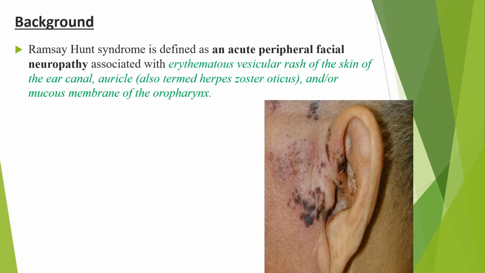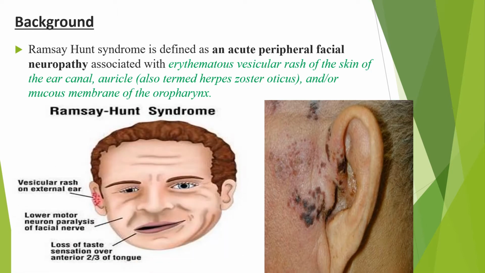Ramsay Hunt Syndrome is defined as an acute peripheral facial neuropathy associated with erythematous vesicular rash of the skin of the ear canal, auricle, and/or mucous membrane of the oropharynx. There is a vesicular rash on the external ear and lower motor neuron paralysis of the facial nerve, and in some cases loss of taste sensation over the anterior two-thirds of the tongue.